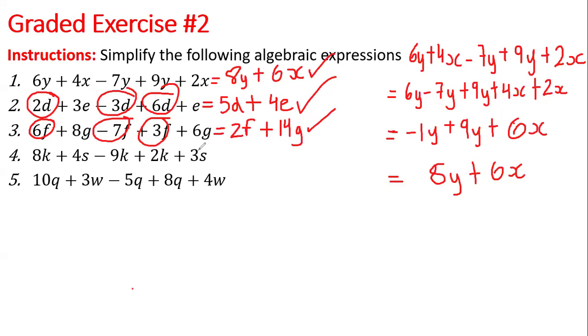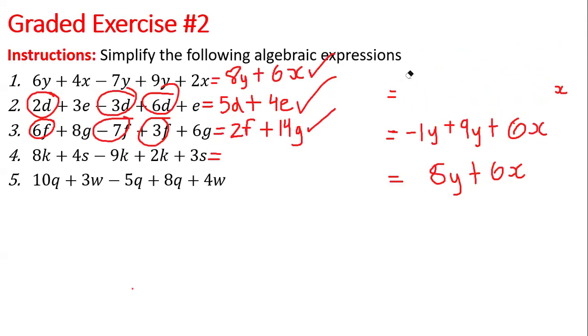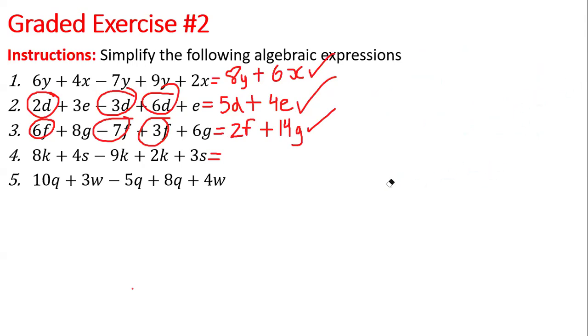Okay, let's do number 4. What y'all got for number 4? K plus 7x. Is it 6k or just k? Just k. Negative 1k plus 2k is 3? You take the sign of the bigger number. We can do it right now.